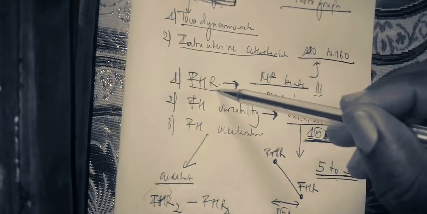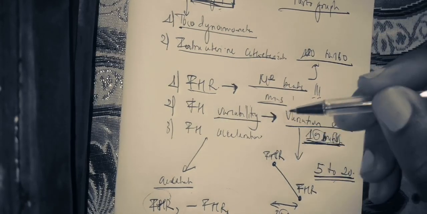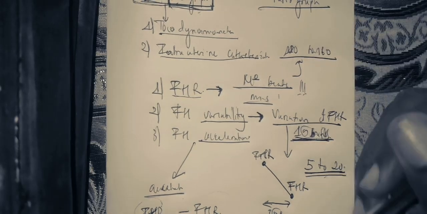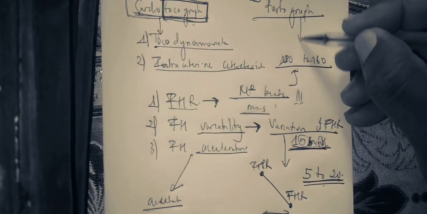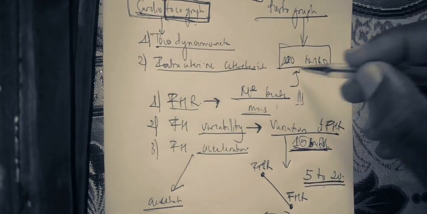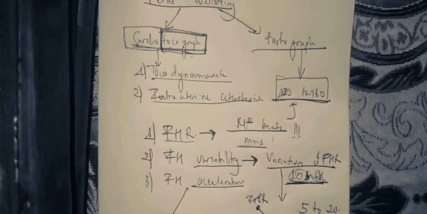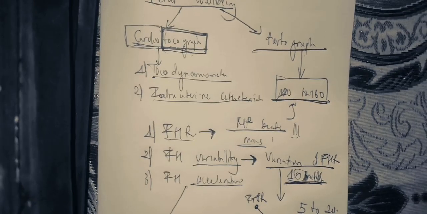Now, when using the cardiotocograph, you have all these elements which can be calculated. You can calculate the fetal heart rate, you can calculate the fetal heart variability, and you can calculate the fetal accelerations. You can have all these three parameters. Is it clear?